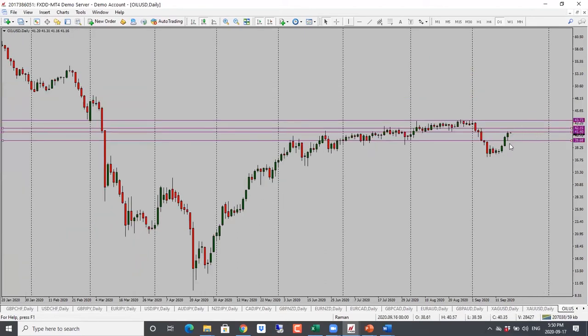Oil here, oil did go back up. There were comments from OPEC saying that they will take a look at the production levels, and that was positive for oil. We have seen it go back up. Of course, there was a drawdown in the inventories, which was again positive, and that was yesterday. So we did see it go up.